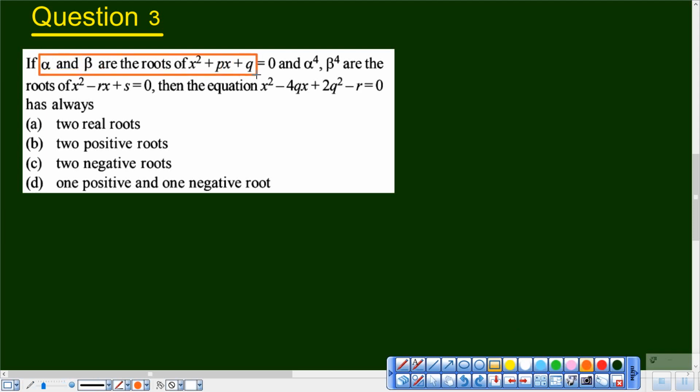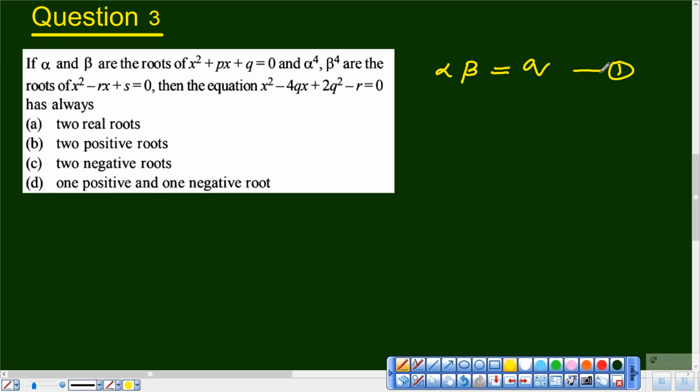So what would be the product of the roots? I'm not interested in the sum. What is the product of the roots, alpha into beta? Absolute coefficient upon highest degree coefficient, and the highest degree coefficient is 1. That's why I can write that the product of the roots for the first equation, which is alpha into beta, is nothing but the absolute coefficient upon the highest degree coefficient, that is q. I call it equation number 1.